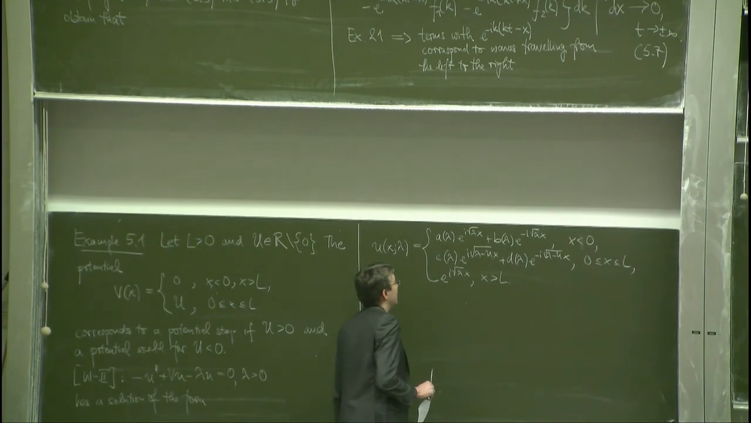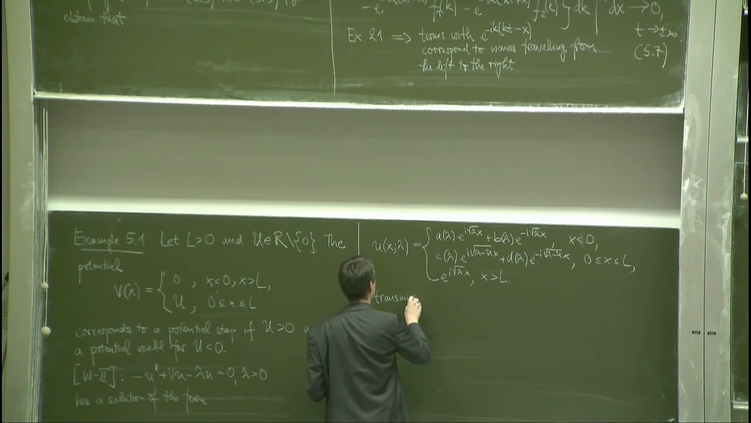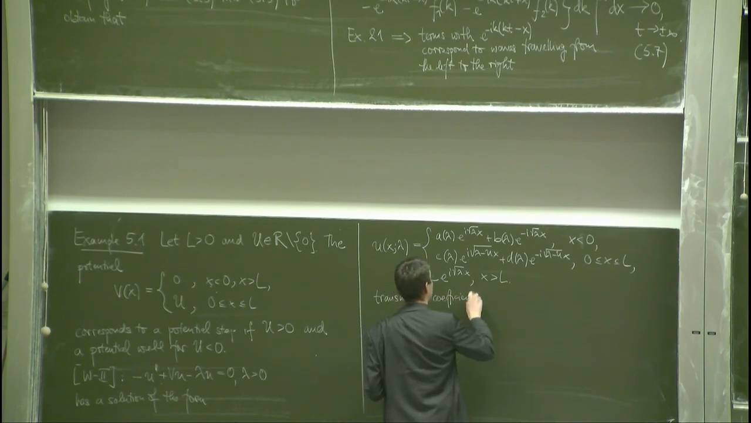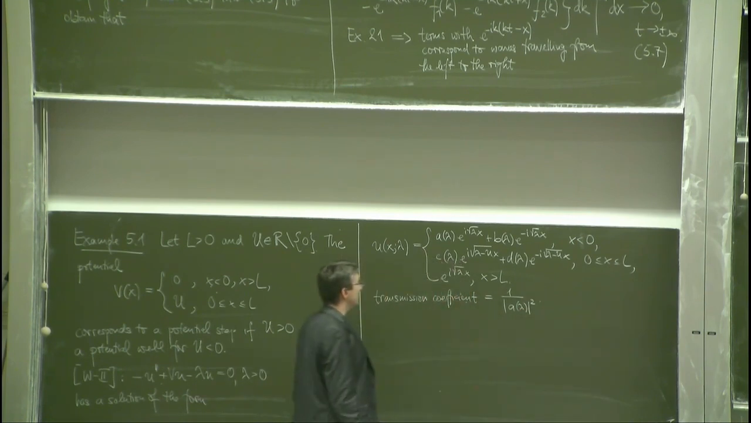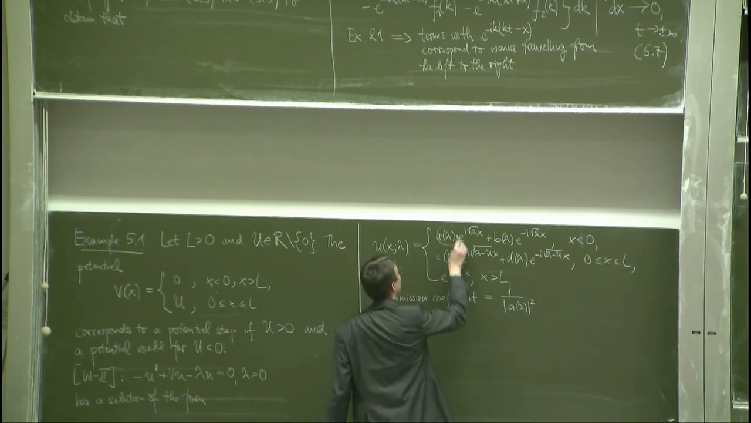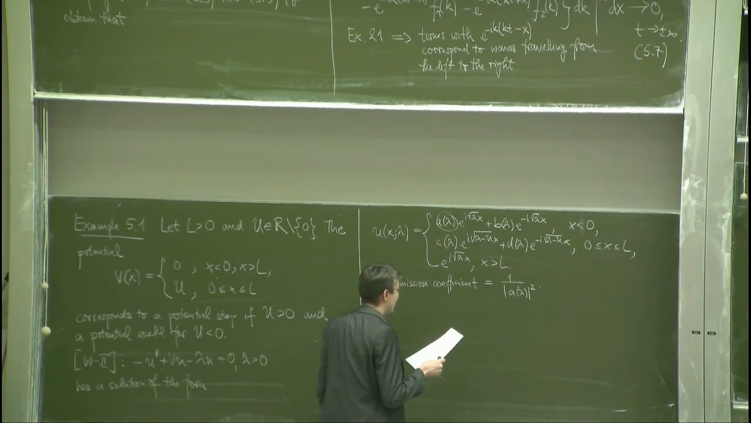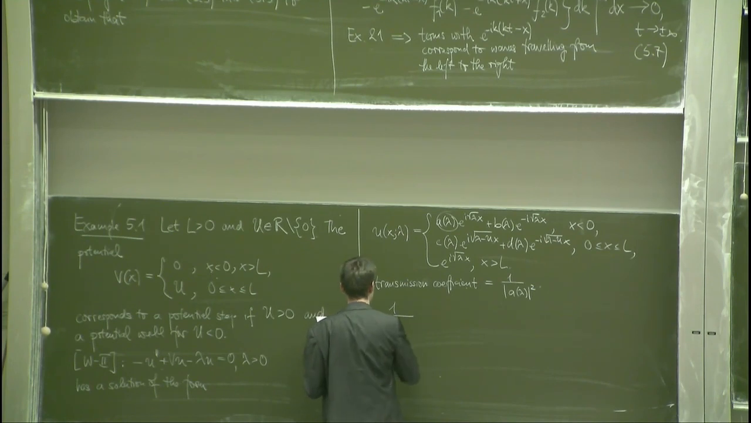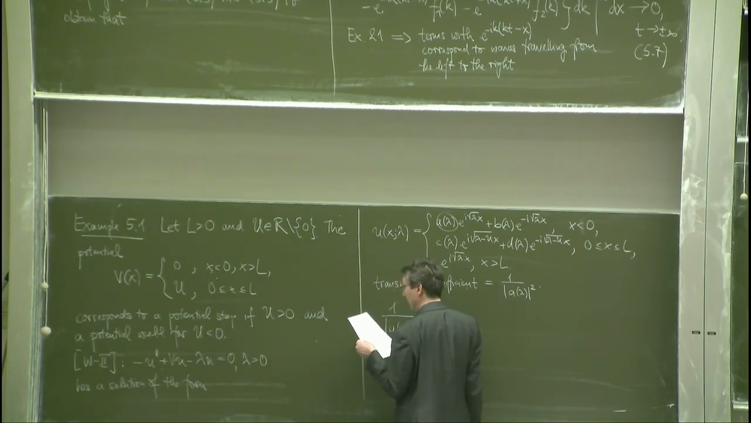It is shown there that the transmission coefficient for this problem is equal to 1 over the absolute value of A of lambda to the power of 2. Yeah, this is the A of lambda here. That's the transmission coefficient. And then this is an exercise for you on the last sheet. One can show that it is explicitly given by the following formula.